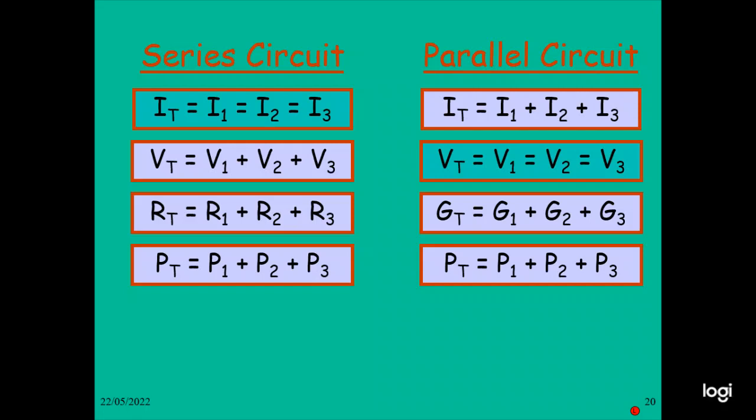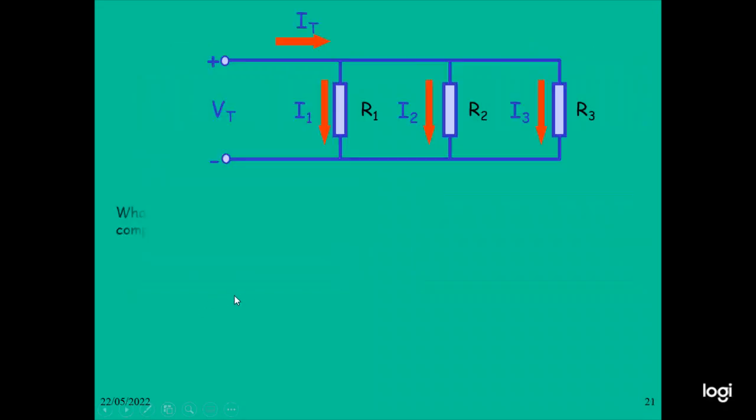For the series circuit, the current is the same. The supply voltage is the summation of all voltages. The supply resistance is the summation of all resistances. Supply power is the summation of all power. This is a series circuit. In a parallel circuit, the supply current is the addition of all branch currents. Voltages are the same, and the inverse of the total resistance is equal to the sum of the inverses of all the resistances. Total power is equal to the summation of all power. So this is for the series and parallel circuit equations.